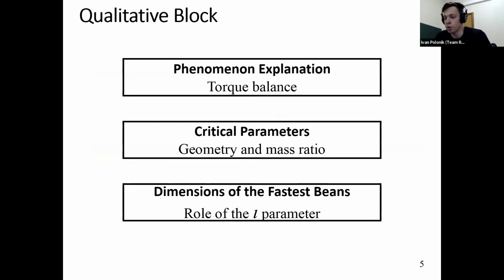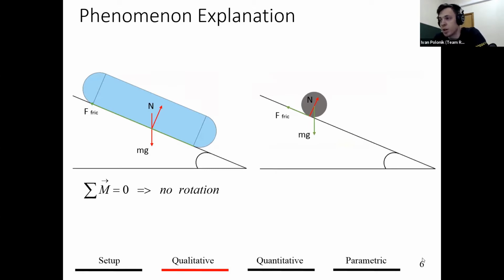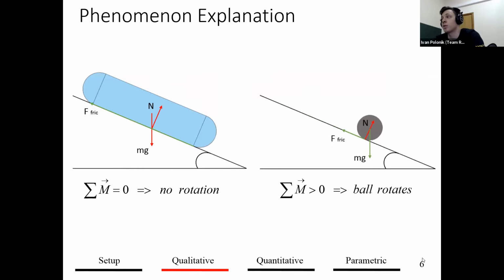So now we go to the qualitative block. First, let's see: we have an inclined plane with some small enough inclination angle, and we put a capsule on this plane. What happens in this case? With the capsule, nothing happens because the sum of torques and the sum of forces is equal to 0, so it doesn't move. But if we put a ball on the same plane, it moves because the sum of torques is greater than 0, and so it moves down while rotating.